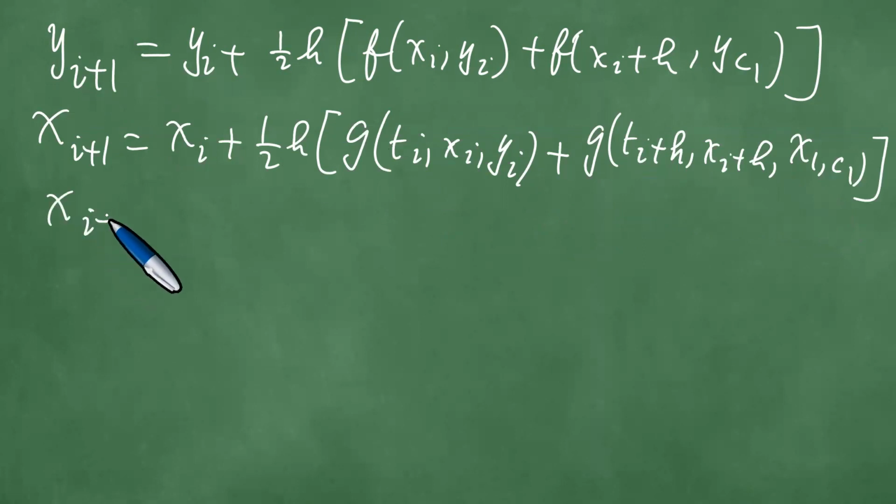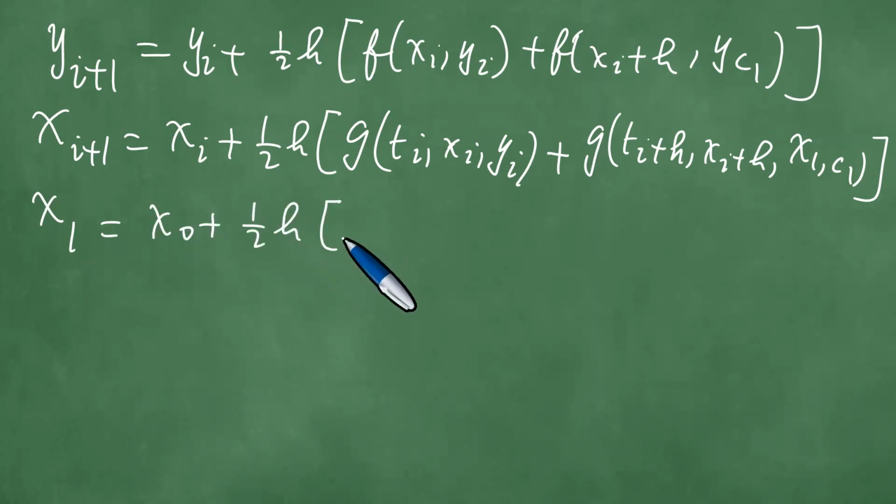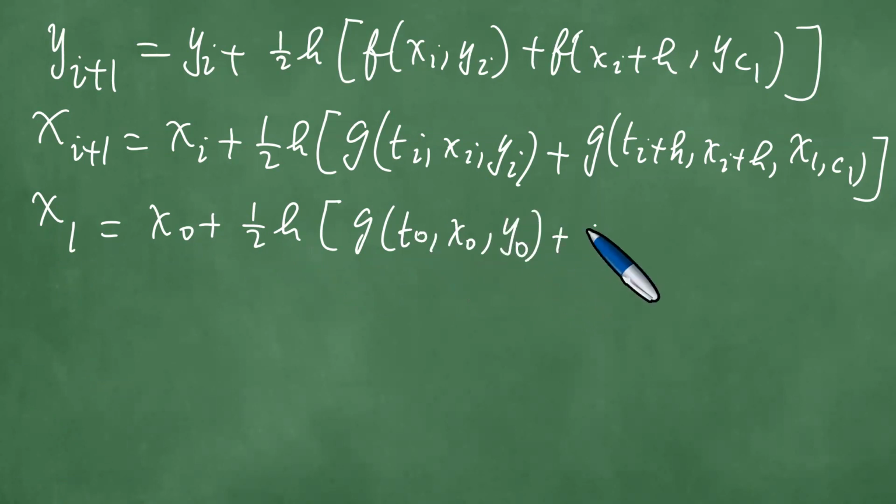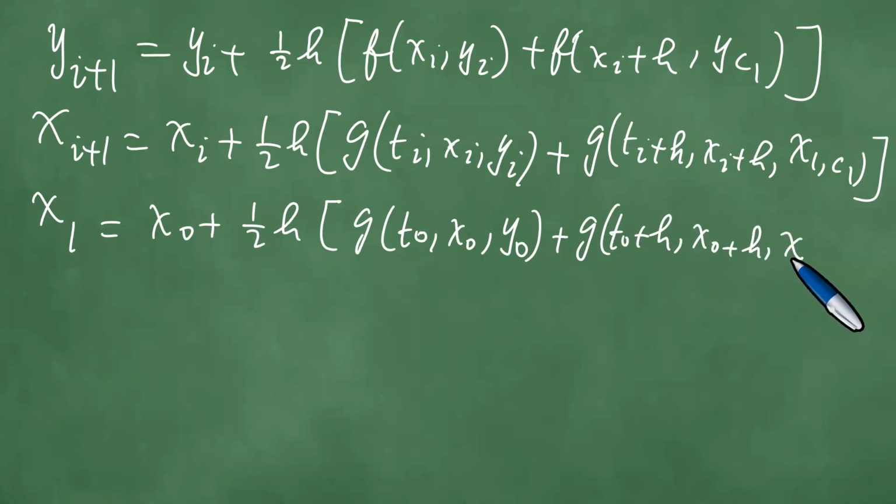So this one is xi plus 1. Let's get the x1 here. So you're going to get x1, x0, which is g of t0, x0, y0, and then this is t0 plus h, x0 plus h, x1, like this.